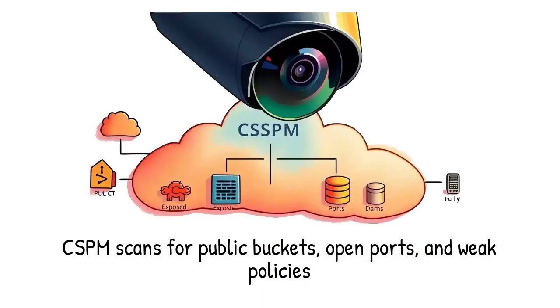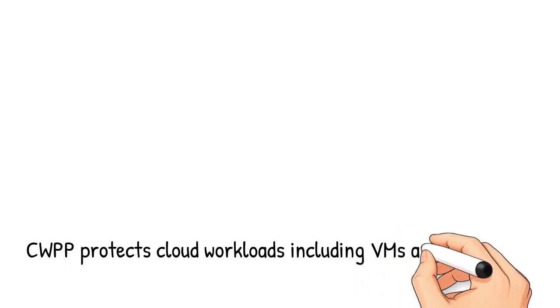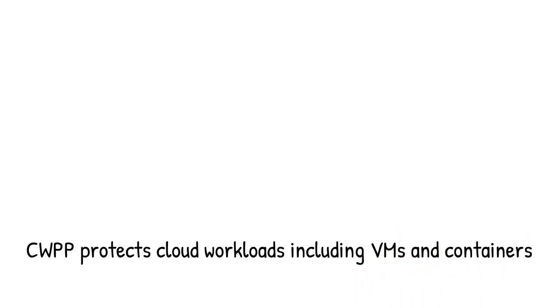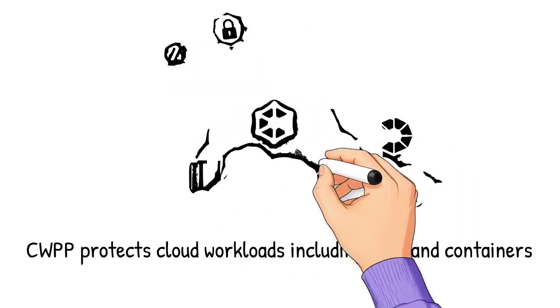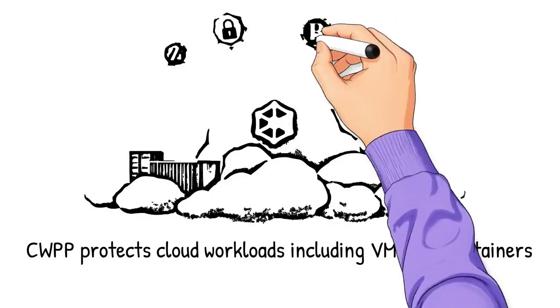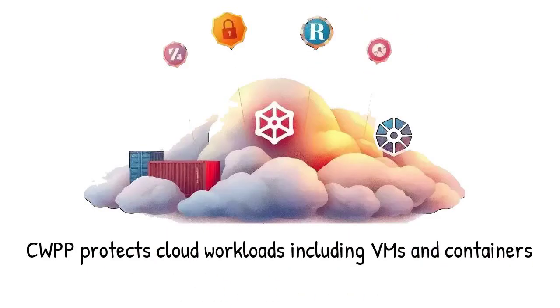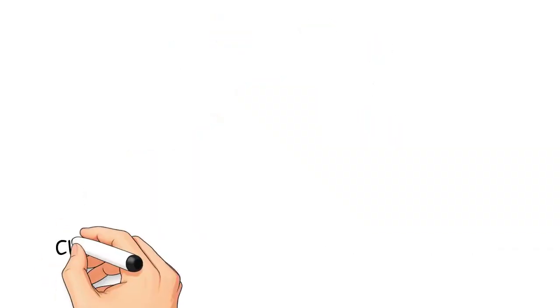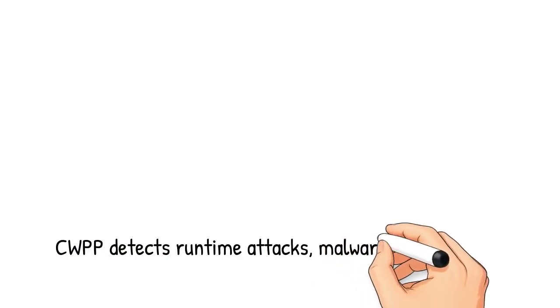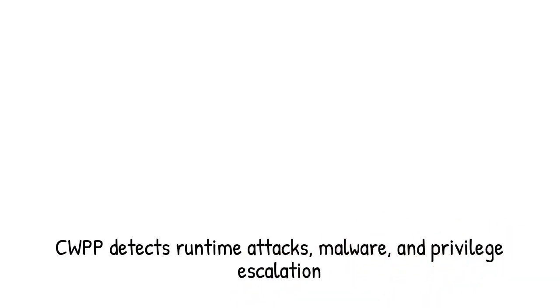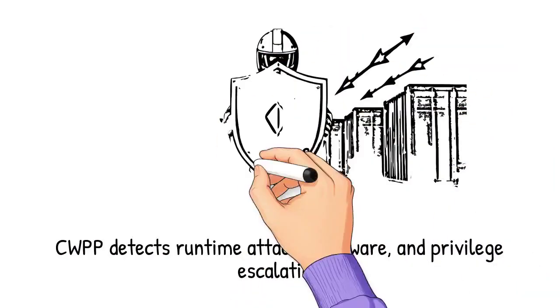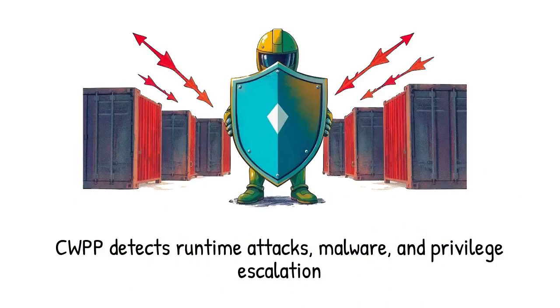CSPM is your cloud security camera system. CWPP, Cloud Workload Protection Platform tools protect VMs, containers, Kubernetes clusters, and serverless functions. Examples: Aqua Security, Sysdig, Trend Micro, Palo Alto Prisma, SentinelOne. They detect runtime attacks, malware, container escapes, privilege escalation, and lateral movement. CWPP is your cloud's bodyguard.